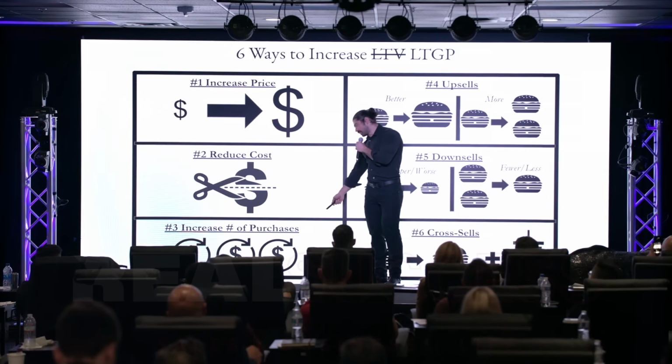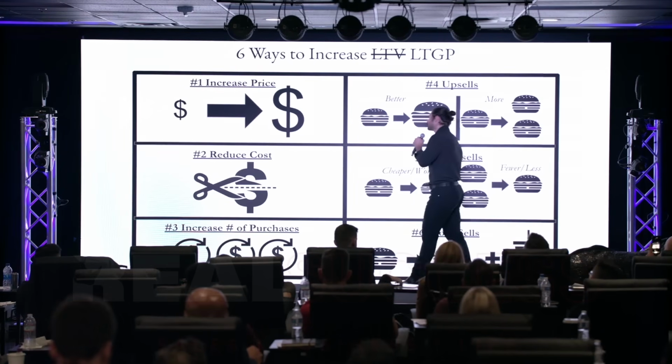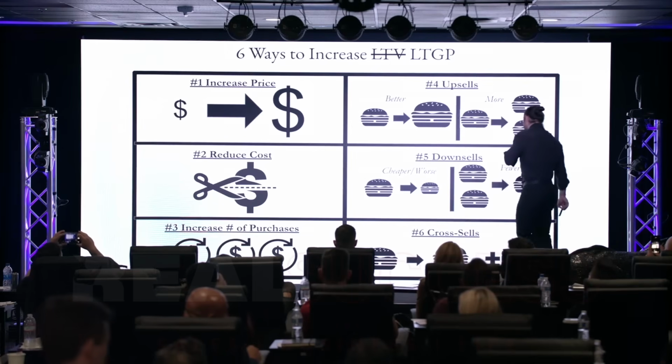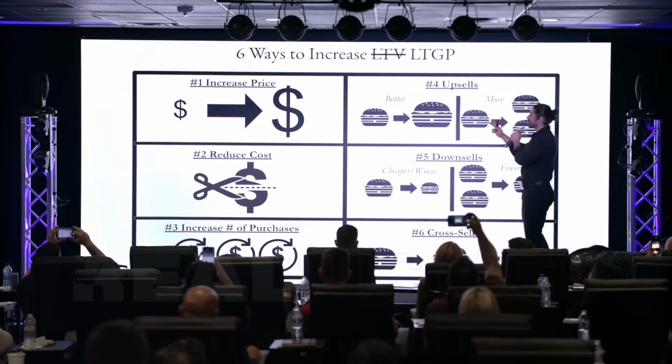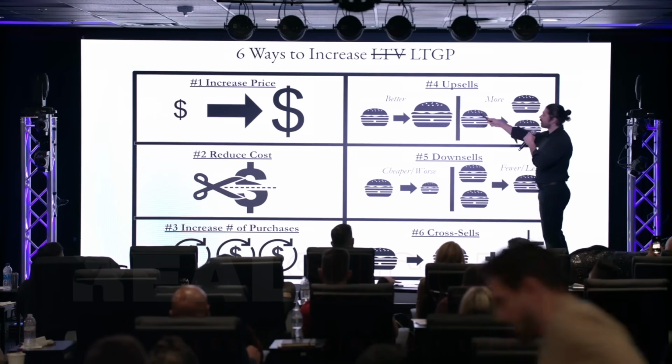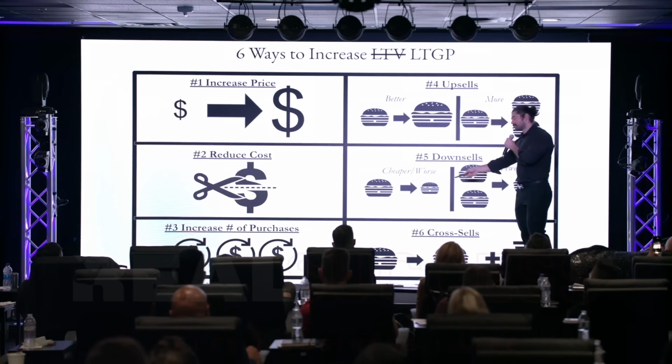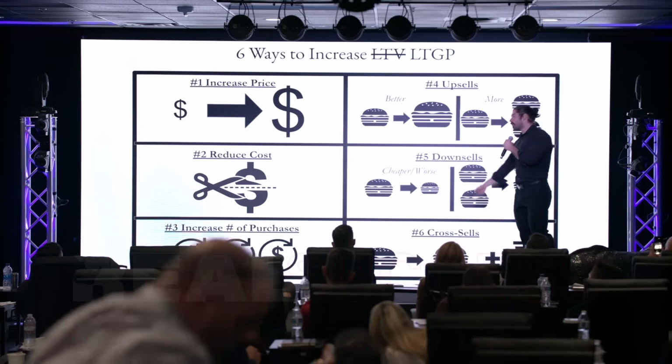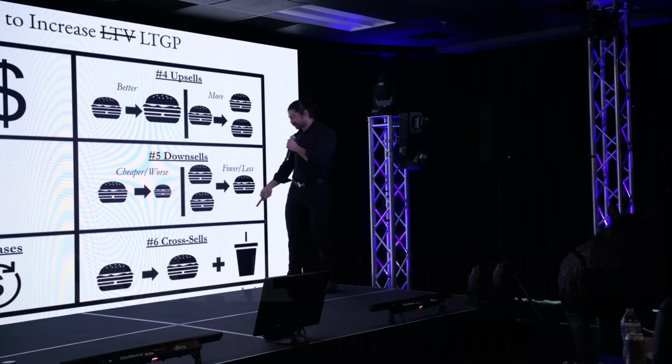Number 3 is you can increase the number of purchases that a customer does. Number 4 is you can upsell them, which has 2 different types of upsells. One is making something better. The other is selling more of the same thing. So one is quality, one is quantity. Downsells is the opposite of that. So it's poor quality, lower quantity, or fewer.